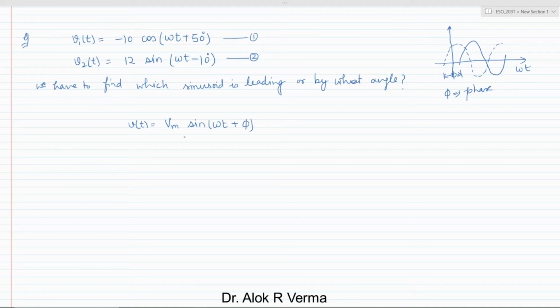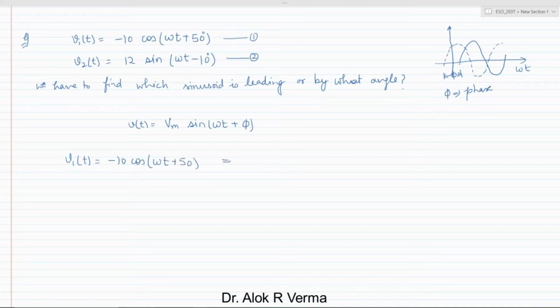If you write both the quantities in terms of sine, then directly, since the reference is common, we can take the difference of phi and calculate directly. So the first signal is given as v1(t), which is nothing but minus 10 cos(omega t plus 50).